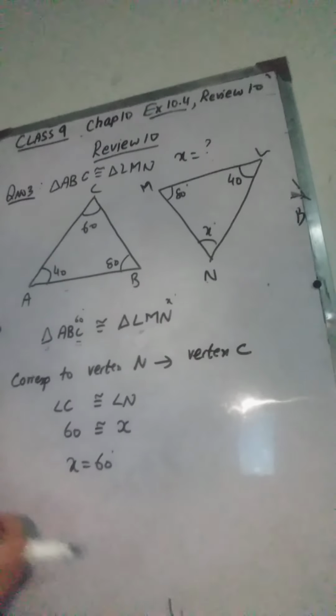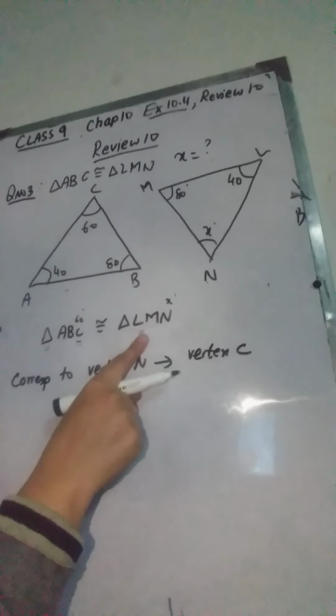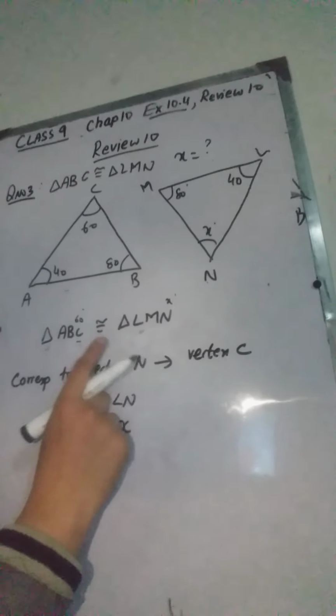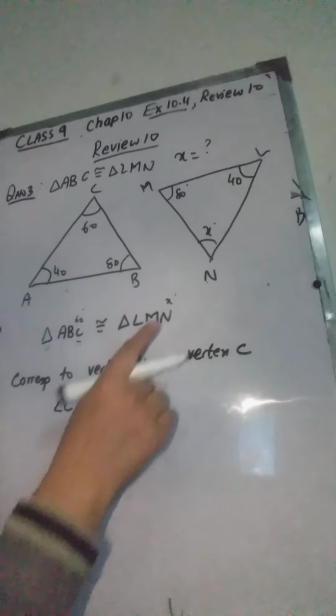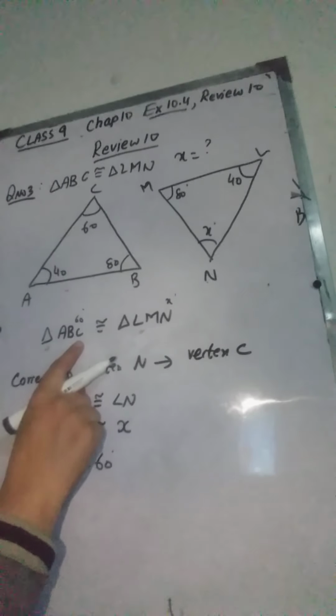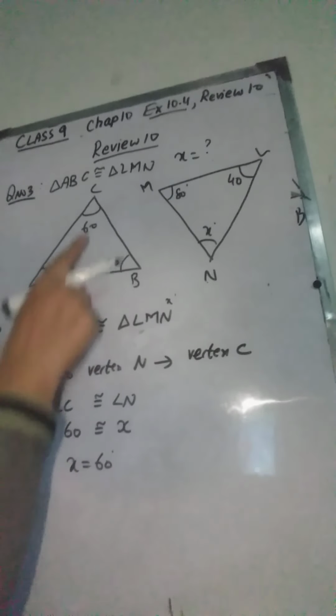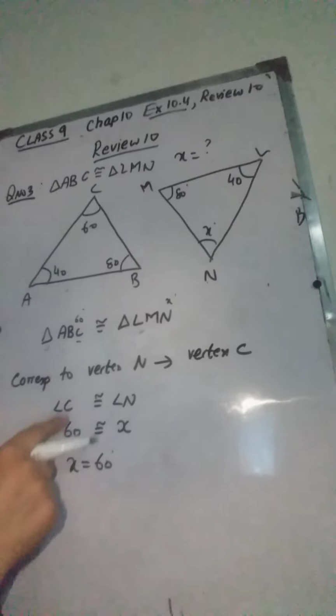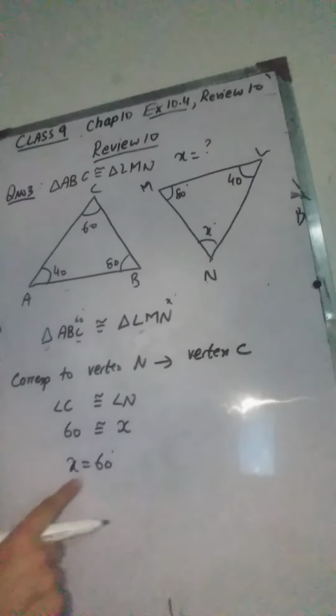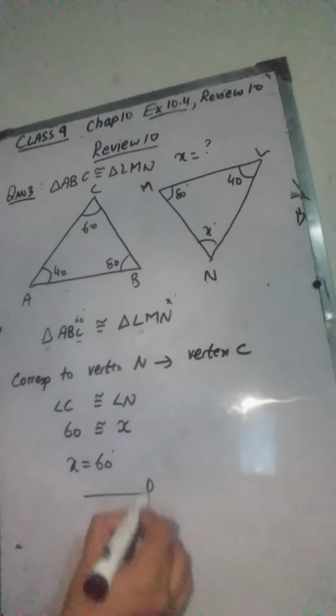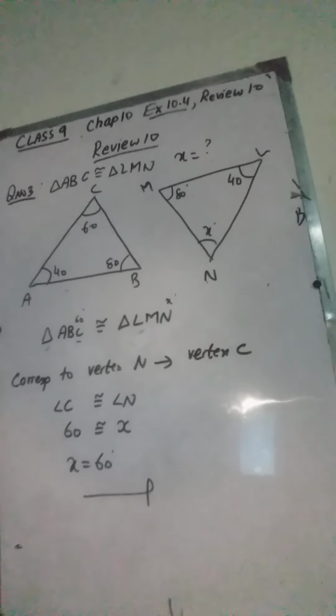They have given us that these two triangles are congruent. So whenever two triangles are congruent, their corresponding angles are also congruent. Corresponding to N, we have the angle C. We know that angle C is equal to 60 degrees. Putting the values of angle C and angle N, we can easily find the value of x. So this completes this question. Now let's move to the next question.